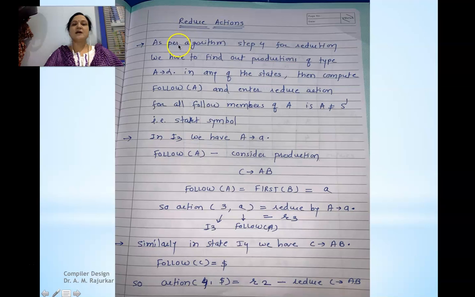So for the reduce action, as per the algorithm step 4 for reduction, we have to find out a production of the type A tends to alpha dot in any of the states. Then compute follow of A, because we are predicting that follow of A terminals will be available in the input buffer during the parsing. So then compute follow of A and enter the reduce action for all follow members of A, so that whenever these follow members of A are present in the input, we should reduce the alpha by A, which is available on top of the stack, provided A should not be the start symbol of the grammar.